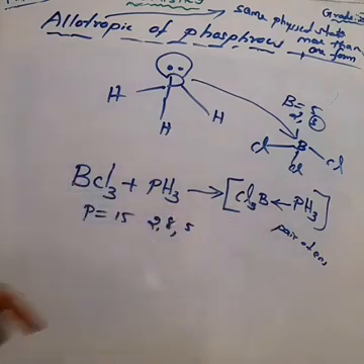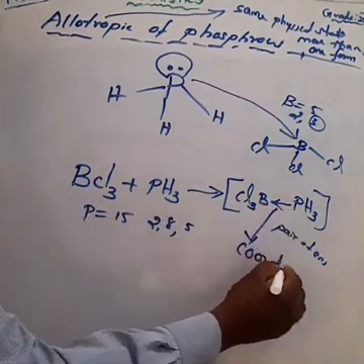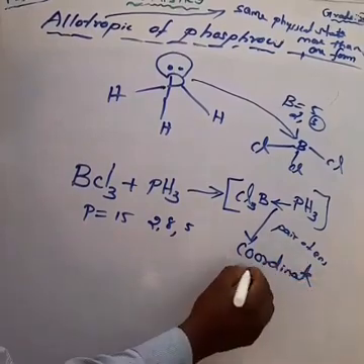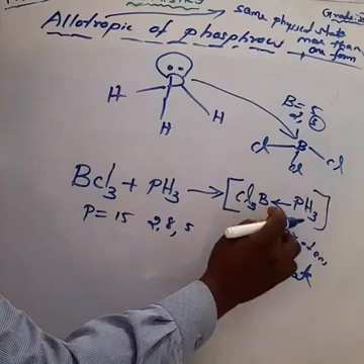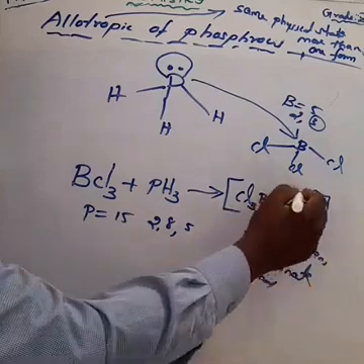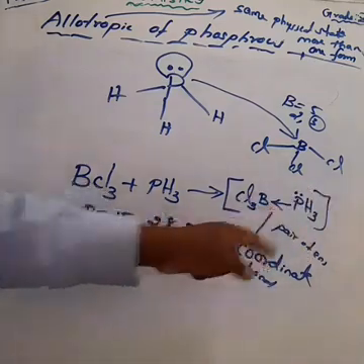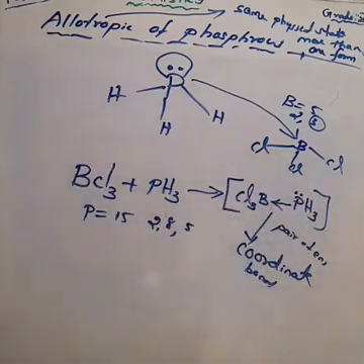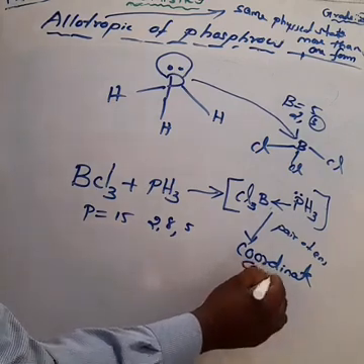That bond we call a coordinate bond. Otherwise we can say we are getting a complex, that is Cl3B, PH3. Phosphine donates a pair of electrons and makes a complex. Such compounds we call coordination compounds. Okay, we have one more lesson on that, and at that time we can discuss it.